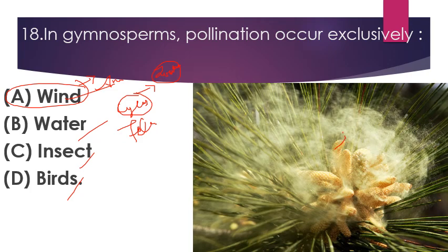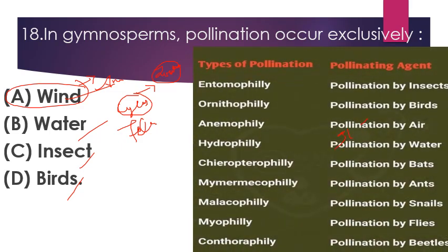Here we can see that the pollen is transferred with the help of wind. We have different types of pollination and their pollinating agents. Entomophily, pollination by insects. Ornithophily, pollination by birds. Anemophily, pollination by air. Hydrophily, pollination by water. Chiropterophily, pollination by bats. Myrmecophily, pollination by ants. Malacophily, pollination by snails. Myophily, pollination by flies. Coleopterophily, pollination by beetles. Then Ophiophily, pollination by snakes. So these are the different types of pollination on the basis of pollinating agents.